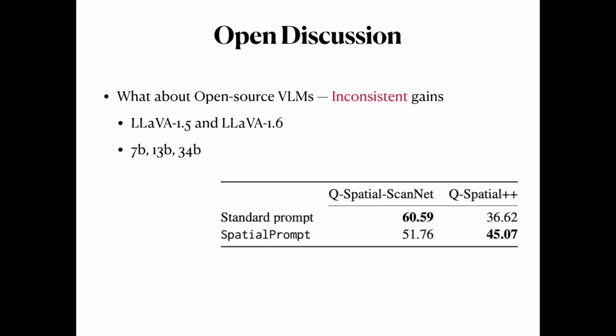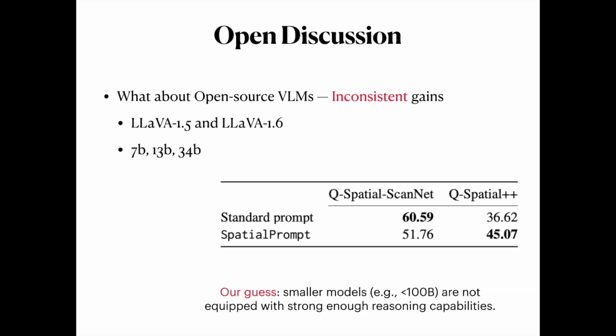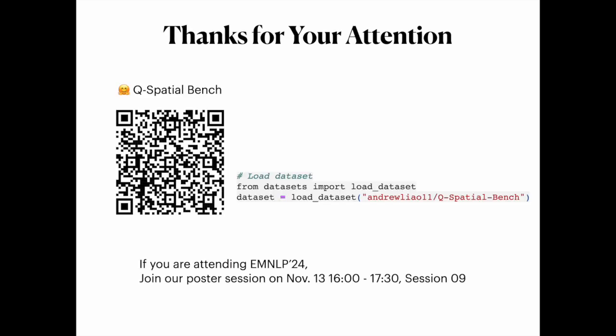Regardless of the success in closed-source VLMs, we find that open-source VLMs demonstrate inconsistent improvement when given Spatial Prompt. Our guess is that smaller models are not equipped with strong enough reasoning capabilities. Similar to the findings identified in the Chain of Thought paper, where they identified that models smaller than 100 billion model parameters struggle to perform chain of thought reasoning. To understand more details of our benchmark, you can now load it via the Hugging Face API with a single line of code. Thanks for your attention.